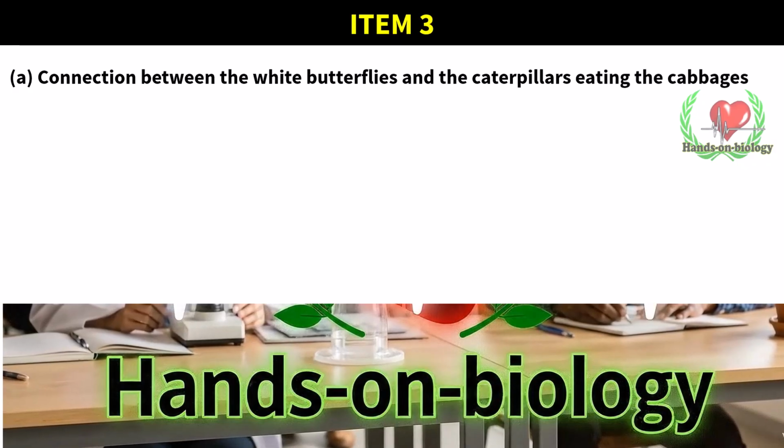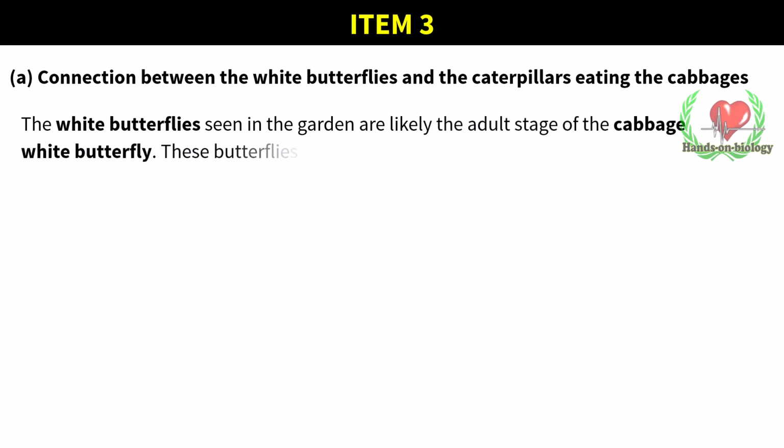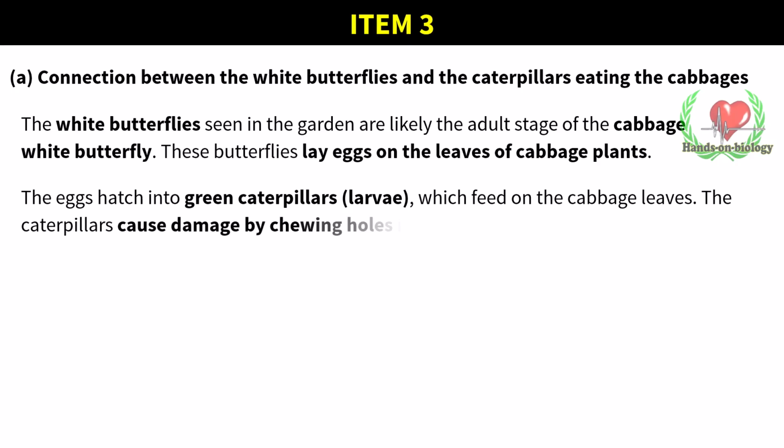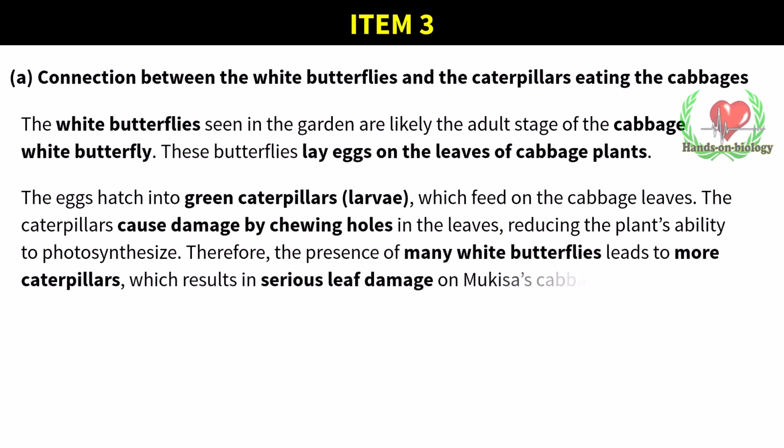The white butterflies seen in the garden are likely the adult stage of the cabbage white butterfly. These butterflies lay eggs on the leaves of cabbage plants. The eggs hatch into green caterpillars, larvae, which feed on the cabbage leaves. The caterpillars cause damage by chewing holes in the leaves, reducing the plant's ability to photosynthesize. Therefore, the presence of many white butterflies leads to more caterpillars, which results in serious leaf damage on Mukisa's cabbage.